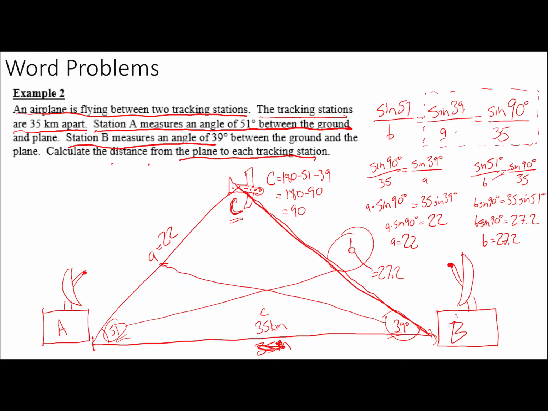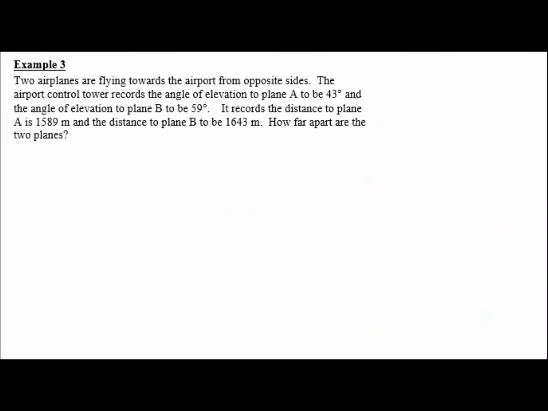So the plane is 27.2 kilometers from station B and 22 kilometers away from station A. And that's how far away the planes are from the tracking station.